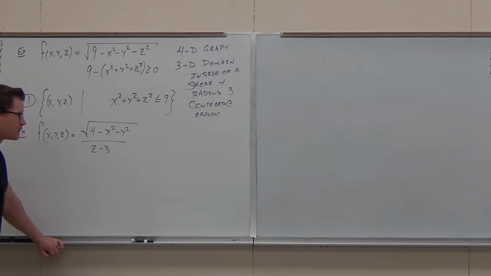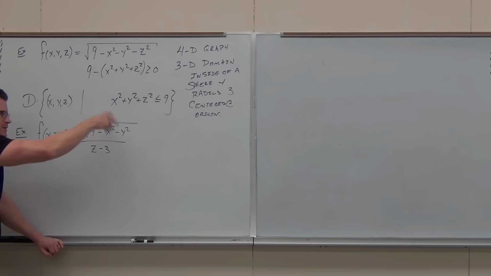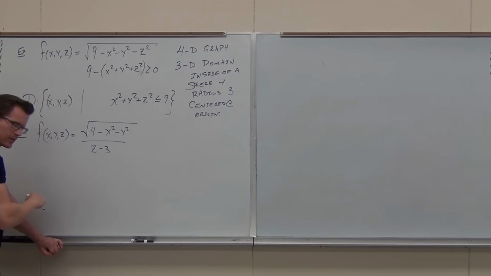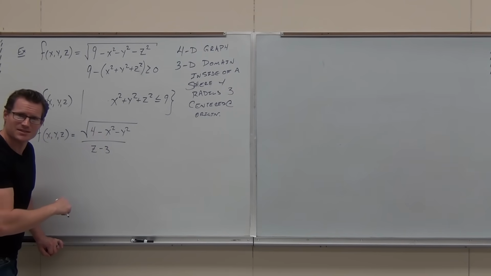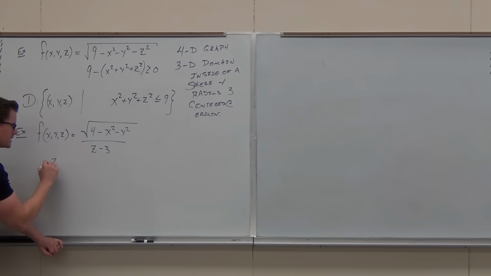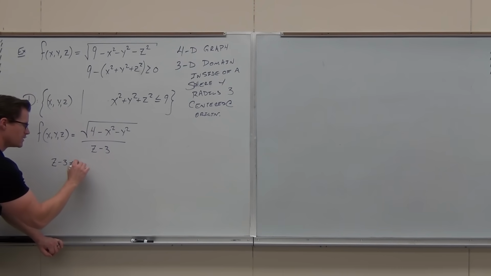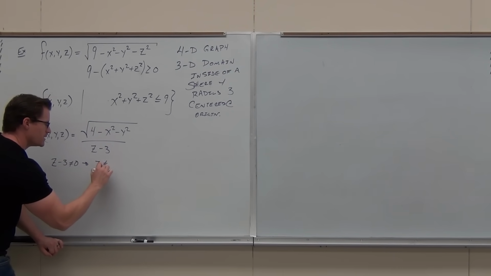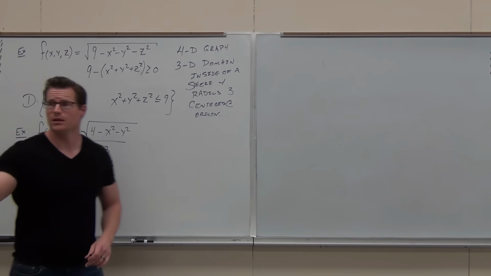Right siders, you got one of them. What's one thing you know about the domain of this function? Give me something. Okay, left siders, tell me some. Come on, guys. Z minus 3 can't be 0. Therefore, z cannot be equal to 3. Left siders, you got another one.